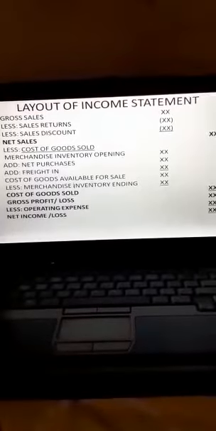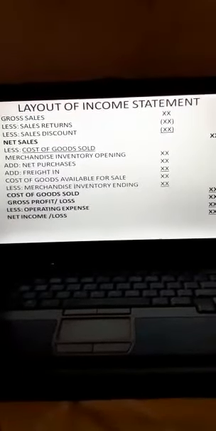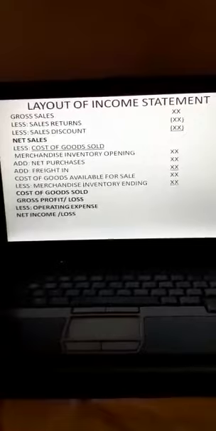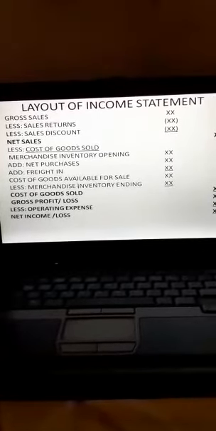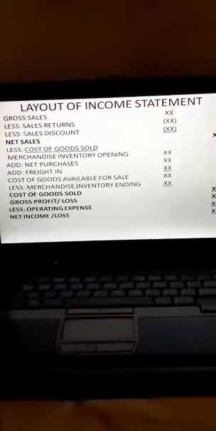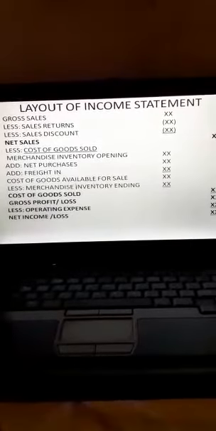Sorry for the disturbance, because here we are facing some problems. Distortion is here. So it's clear now.